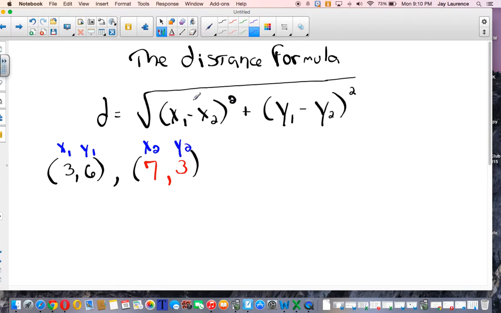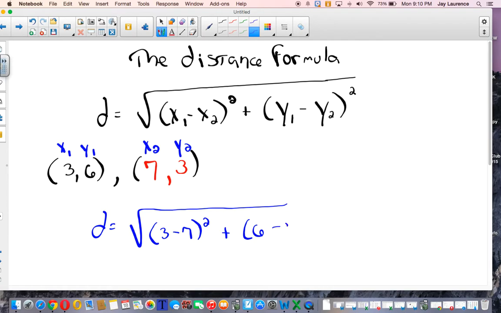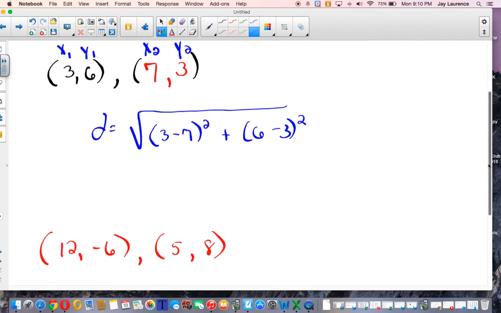You know what a quantity is, you know what subtraction is, you know what exponents are, and you know what a square root is. You know how to do this, even if you've never seen it before. All you have to do is plug in the information. So let's do that. All right, I'm going to take 3 minus 7, and I'm going to square it. And then I'm going to add the difference of 6 and 3 and square that. Add them together and take the square root.